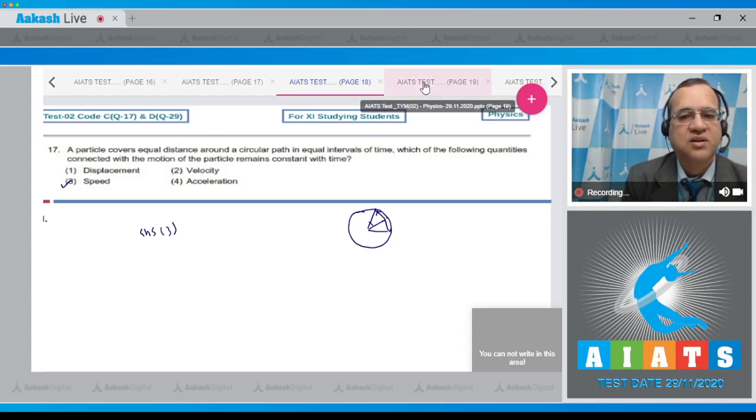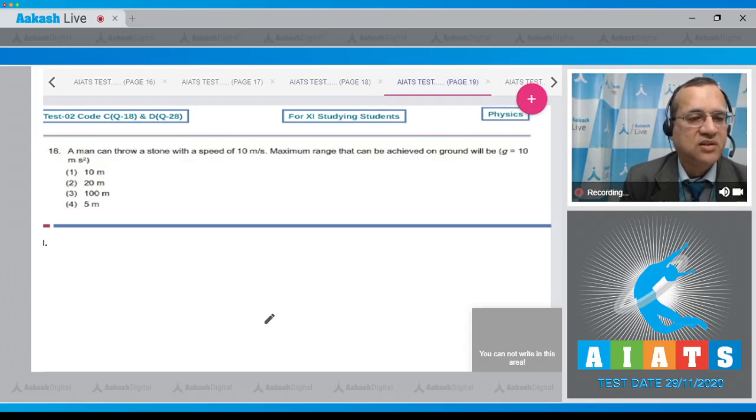Let's go to the next question. Question number 18 is: a man can throw a stone with the speed of 10 meters per second. The maximum range that can be achieved on the ground will be, g is given as 10 meters per second square. Dear students, the formula of the range is u square into sine of 2 theta divided by g. And for maximum range, sine 2 theta is equal to 1, the maximum value of sine.